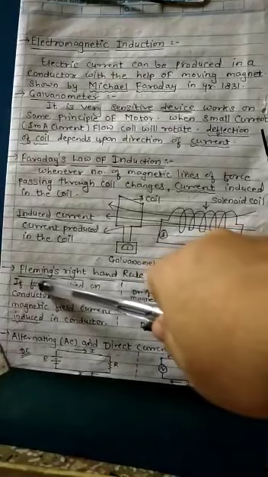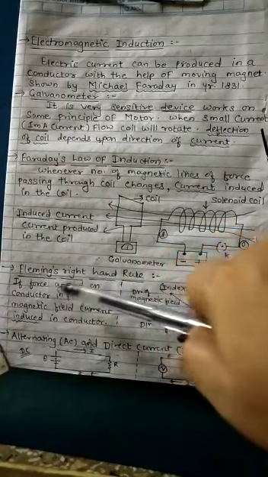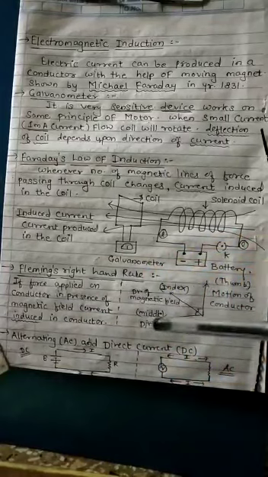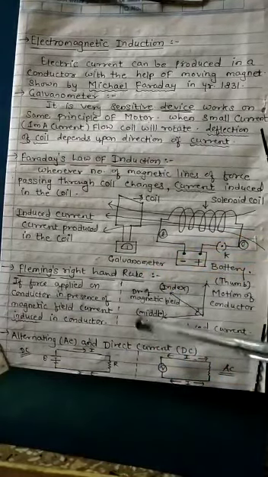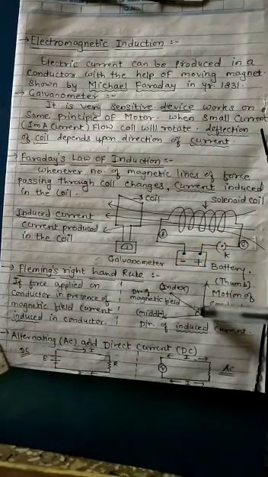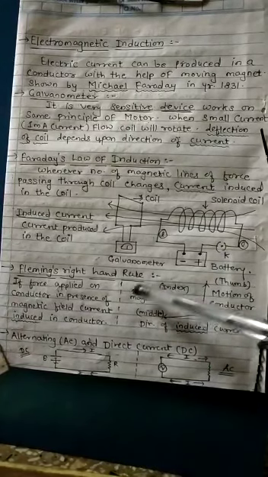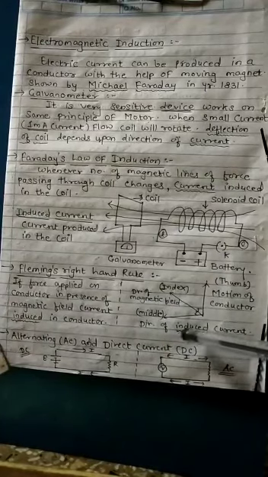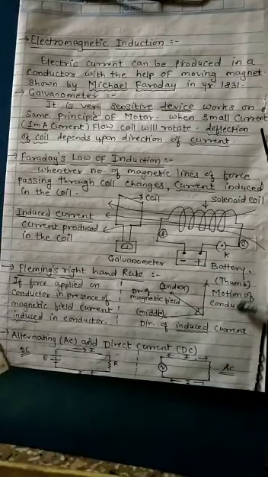Next one is Fleming's right hand rule. Last time we saw Fleming's left hand rule. Now we are going to see Fleming's right hand rule. See here, these are your three fingers: thumb, index finger and middle finger. All these three fingers you have to stretch perpendicular to each other. Then the index finger shows the direction of the magnetic field, the middle finger shows the direction of the induced current, and the thumb shows the direction of motion of the conductor.